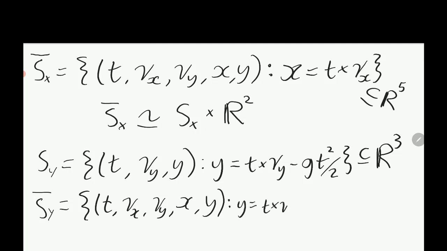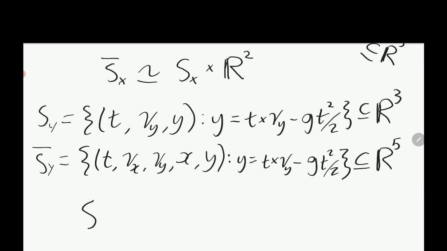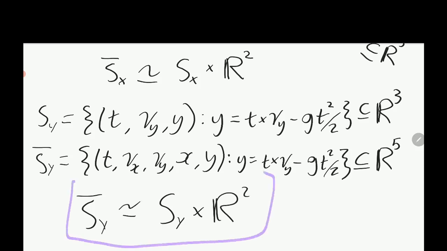So t times Vy take away g t squared over 2 equals y. And now this is a subset of 5-dimensional space. And really we've just got this new set, Sy bar. We've really just got it by taking our old set, Sy, and just again kind of multiplying it by a plane. Okay, so this is really what this Sy bar looks like.